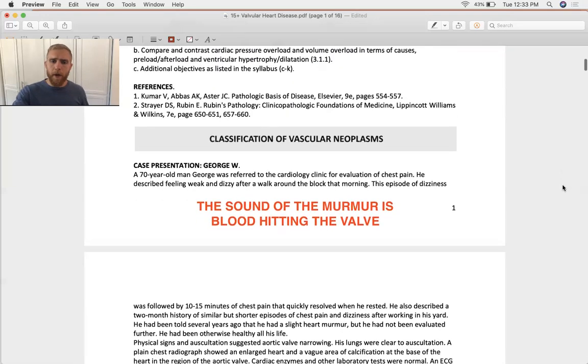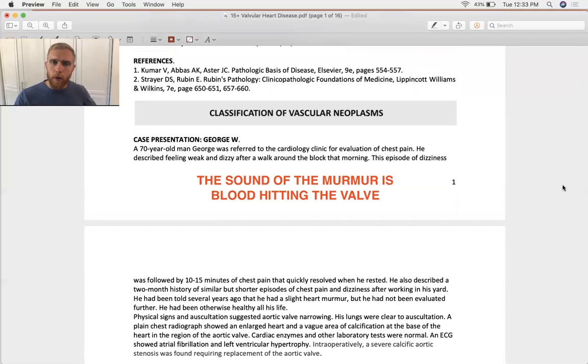So a very big concept is that whenever you hear a murmur that's associated with a valve, the sound of the murmur is blood hitting the valve. And as a result of contact with the valve, turbulent flow is created. And so it's the turbulence, yes, but what generates that turbulence is an imperfection in the valve in the form of a stenosis or regurgitation. So the sound of the murmur is the blood hitting the valve.